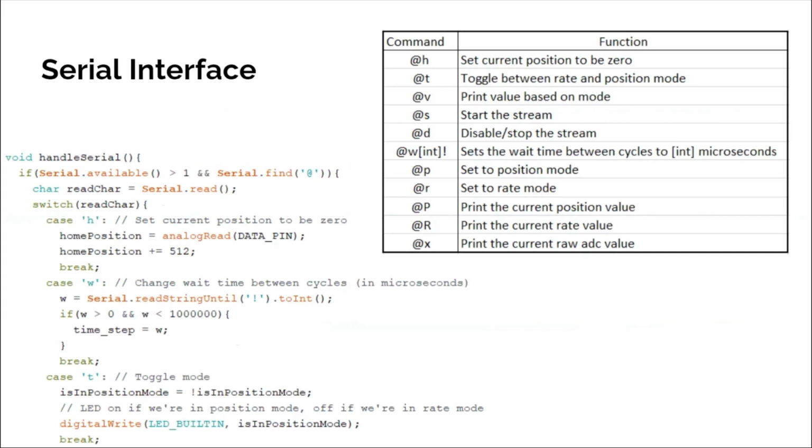We then enter a switch case going through the different possibilities, and then execute the command based on the received one. The only command with a payload is the wait time command. This requires the @ sign to be sent first, then a W, and then an integer value, followed by an exclamation point. This allows the user to adjust the wait time between cycles to establish whatever frequency is best for the user.